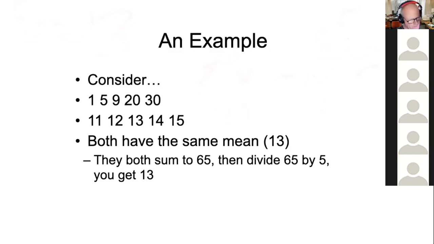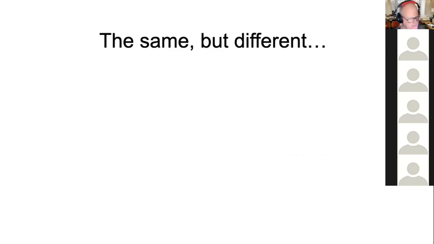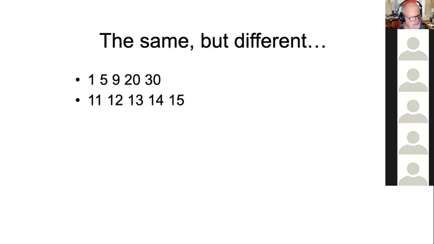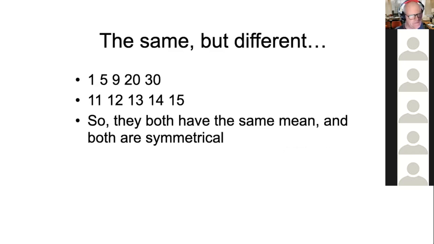They're clearly different numbers. So they're the same, but they're different. 1, 5, 9, 20, 30, and 11, 12, 13, 14, 15. They both have the same mean, and they're both symmetrical. There's as much on one side as the other. They're basically uniform distributions of 5 points. How are they different? Well, one's more spread out than the other. The top one here is much more spread out than this one here.